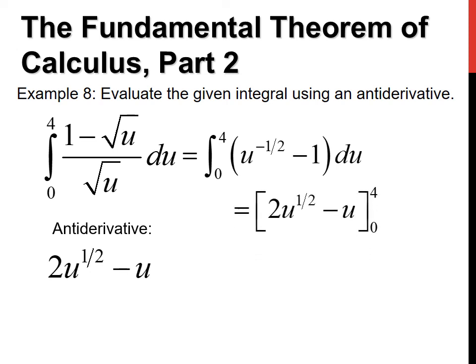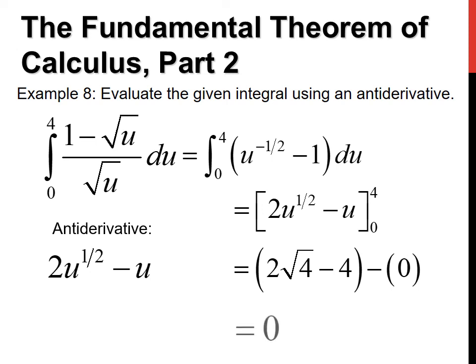But this must be integrated from 0 to 4. That means we have to plug in 4 in place of u first and get the value. Next, we have to plug in 0 in the same expression, 2 u to the power of half minus u, and get another value. Then we have to find the difference between the two. And 2 times root 4 is the same as 2 times 2, 4. 4 minus 4 is 0, and 0 minus 0 is 0. So the integral is 0.